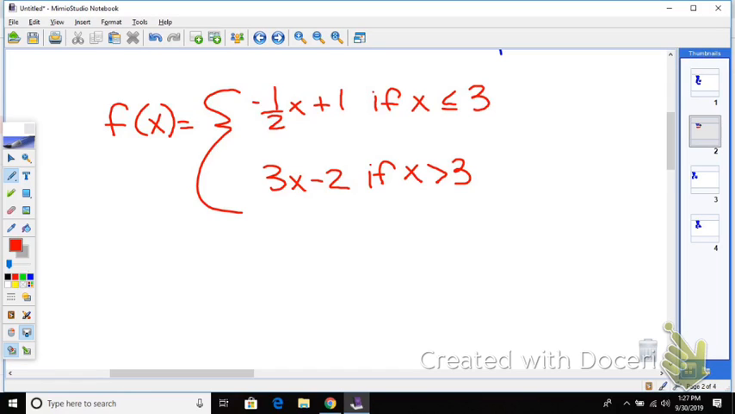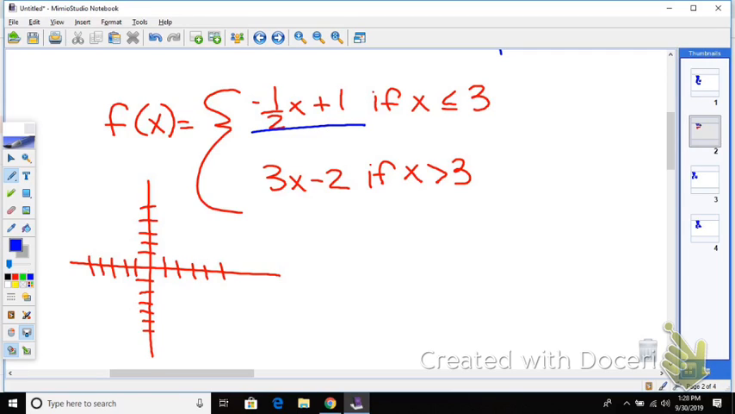So before we start graphing, where's our fence line going to be for this problem? At 3. So we need to graph both of these equations. You're going to graph them like you normally would, and then you're going to put in your fence line at 3. So the first one I'm going to graph in blue. I'm going to start that up at 1. I'm going to go down 1 over 2. And I'm going to draw my line as best I can.